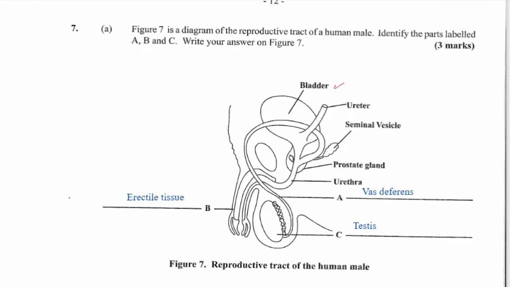So let's look at question 7. As we can see, we have a diagram, and we're going to analyze it first. This is a side view of the male reproductive system of a human. And we have certain parts that are labeled, and the labels are already provided: bladder, urethra, seminal vesicle. But we also have some labels that are not named as yet. So the question is asking, identify the parts labeled A, B, and C. So that's what we did here. B is erectile tissue, A, vas deferens, testis is C.